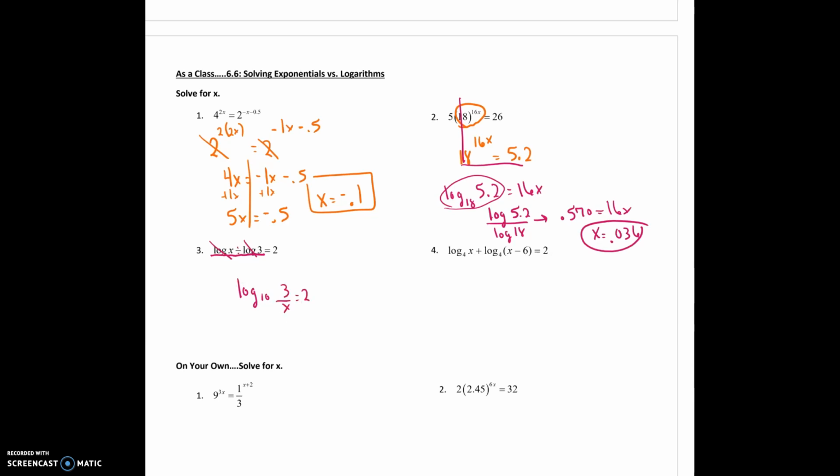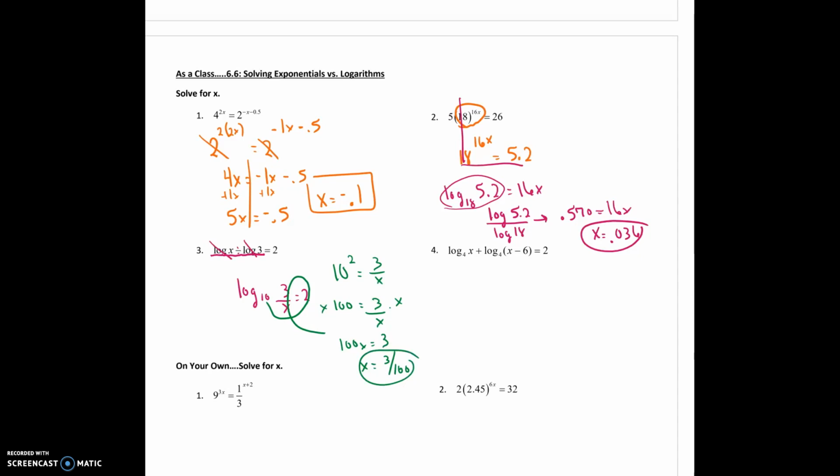But now I'm ready to do my exponents, so it's going to be 10 to the second power equals all of that. Well, 10 to the second power is just 100. And now to solve for x, I don't want it in a denominator, so I'm just going to multiply by x on both sides. So I get 100x equals 3. And now divide by 100, and your answer is 3 over 100.